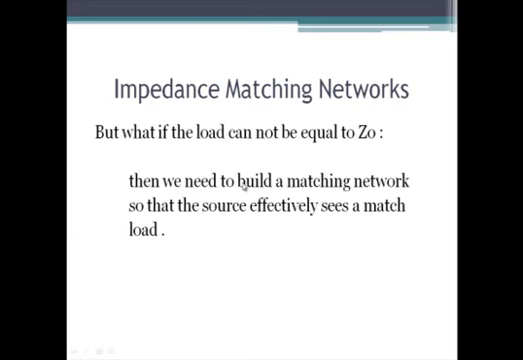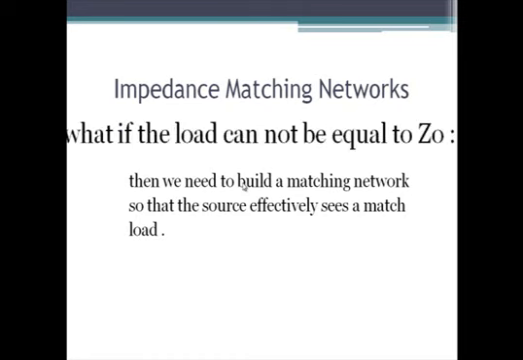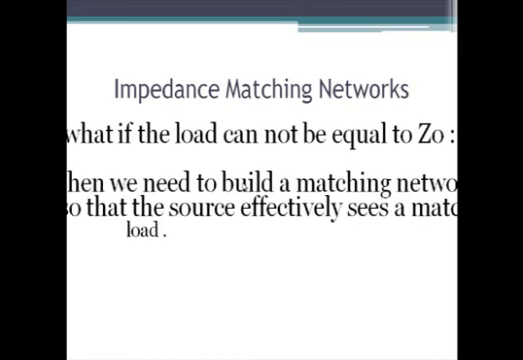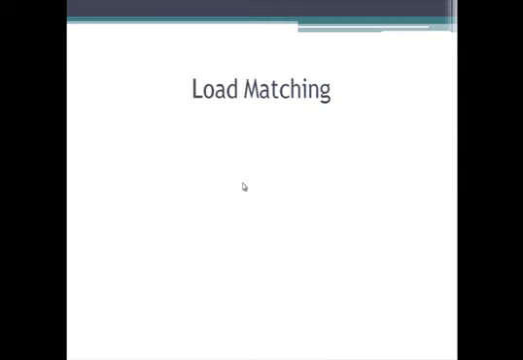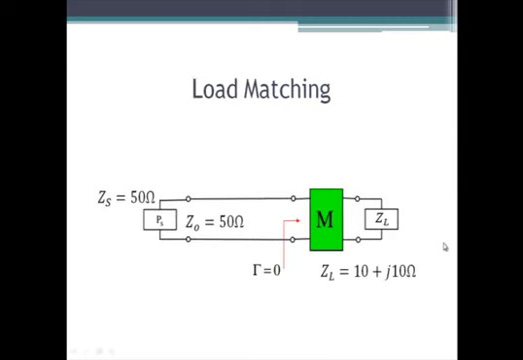But what if we can't get the load equal to Z0, the characteristic impedance? At this point we need to build a matching network so that the source effectively sees a matched load. So in this video I'm going to solve an example which has ZL equal to 10 plus j10 and Zs equal to 50 ohm, which is equal to Z0, 50 ohm.